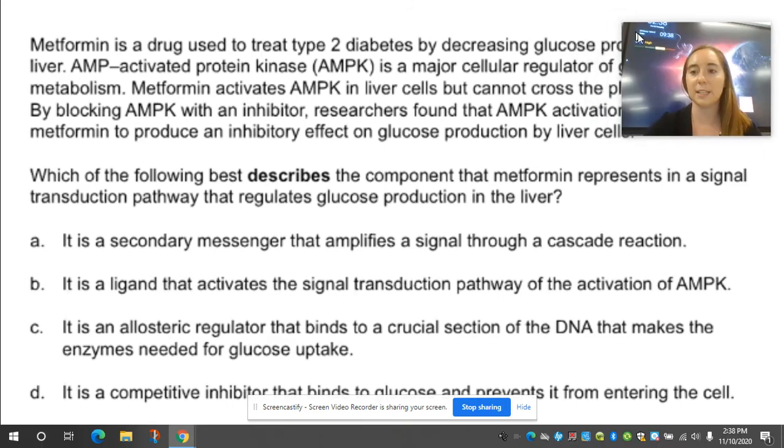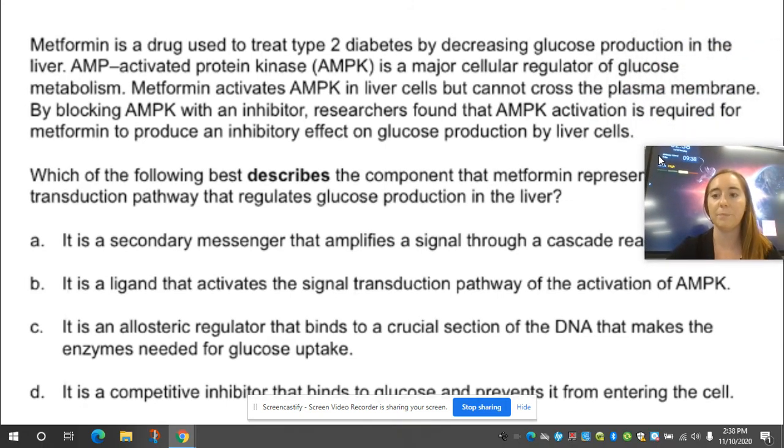I am going to give you this example if you would like to take a look at it. If not, you can just move the video to the end if you would not like to look at the AP questions. It says metformin is a drug used to treat type 2 diabetes by decreasing glucose production in the liver. AMP is a major cellular regulator of glucose metabolism. Metformin activates AMPK in liver cells but cannot cross the plasma membrane. By blocking AMPK with an inhibitor, researchers found that AMPK activation is required for metformin to produce an inhibitory effect on glucose production by cells.